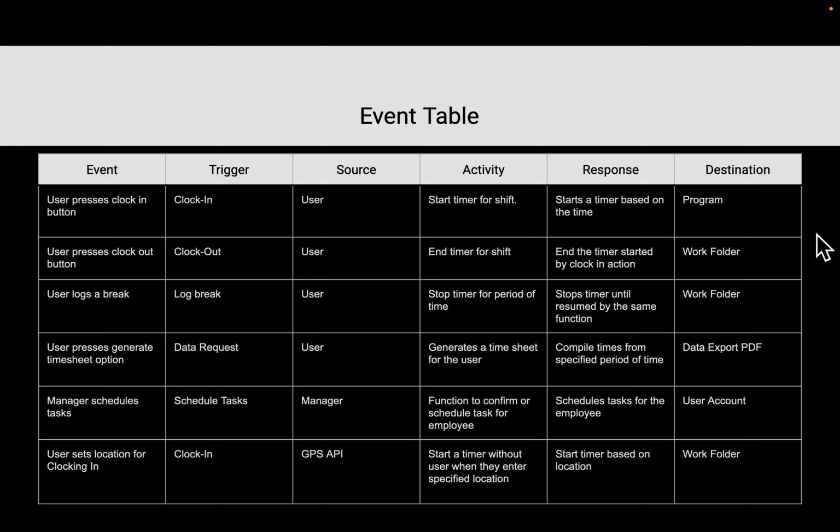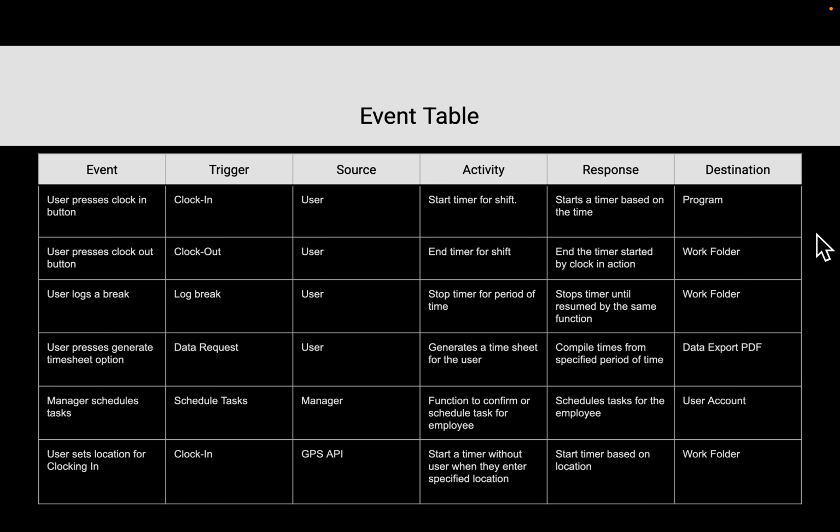And this is our event table, which shows the event, the trigger, the source, activity, response, and destination. So for the first one, the event would be the user presses a button to clock in. This would trigger the clock in function. The source would be the user, of course, and then the activity would be to start a timer for the shift. And then the destination would just be the program.